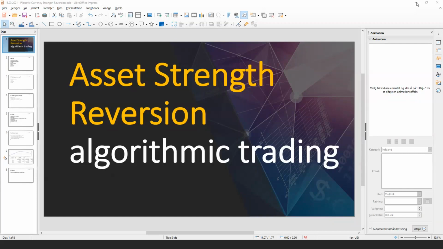And so the way I introduce entertainment into my trading life is programming software that is related to trading. And the topic of today's presentation is asset strength reversion, algorithm trading. This is something I spend a lot of time on, algo trading, and I love it.